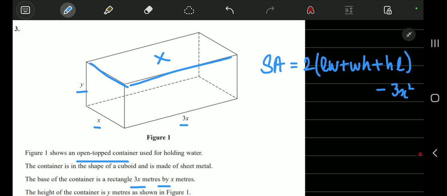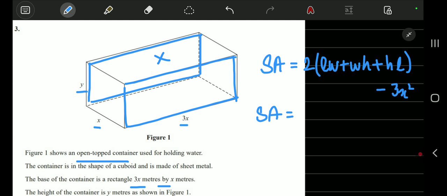Otherwise, if you don't remember the surface area formula, it's totally fine, because the surface area will be the sum of the surface areas of the individual sides. So we can form the formula ourselves. Look at how you can do that. Surface area would be equal to, if you take this side, it is parallel to the back side. So if you find the area for one side, you can just multiply it by 2. The dimensions of these two rectangles are y times 3x, so we write 2 times y times 3x.